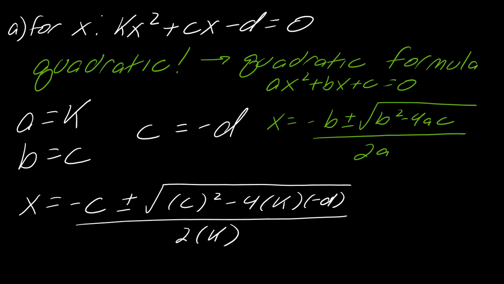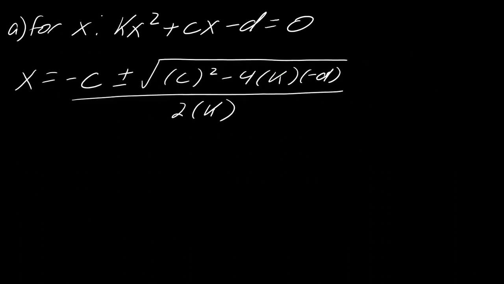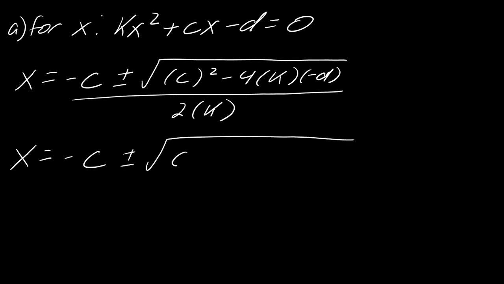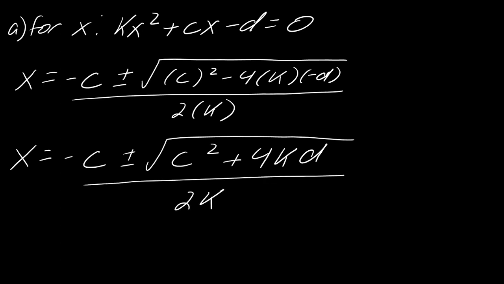Okay, so now the last thing that we're going to do here is we're just going to see what else can I actually simplify. And a lot of times with these problems, it's not much. So let me make a little space. Okay, so if I simplify this, I have negative c plus or minus the square root. So this becomes c squared, so negative 4 times k times negative d. These negatives will become a positive 4kd over 2k. And this is all that you can do.